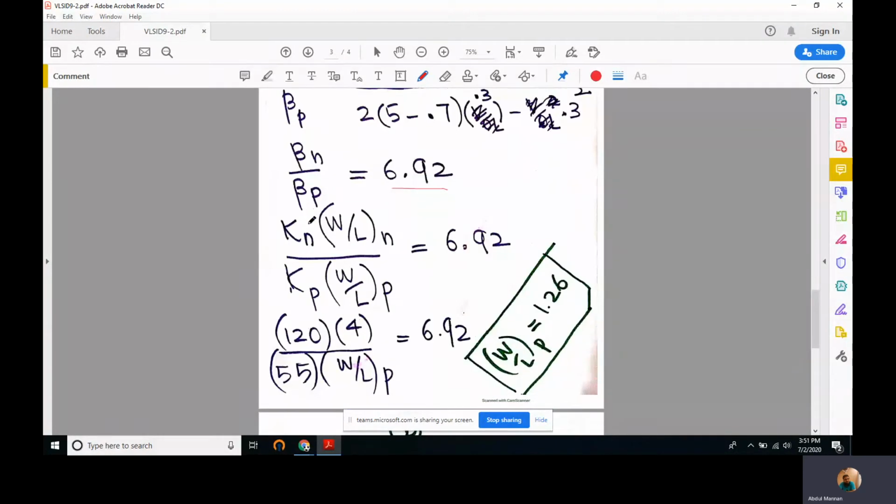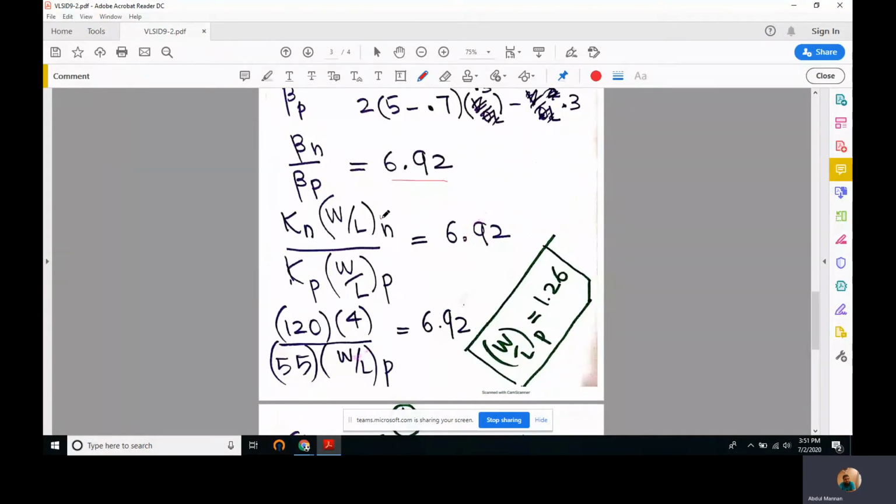Aspect ratio of n is also given. This is 4. So we have 4, this 120, 55. Aspect ratio of p is unknown, and this 6.92 is the ratio. So we have only one equation and one variable. Solve for it, and aspect ratio of p comes out to be 1.26.